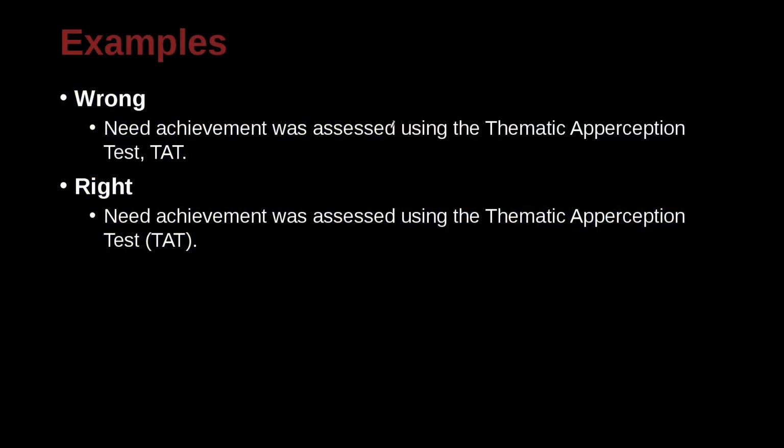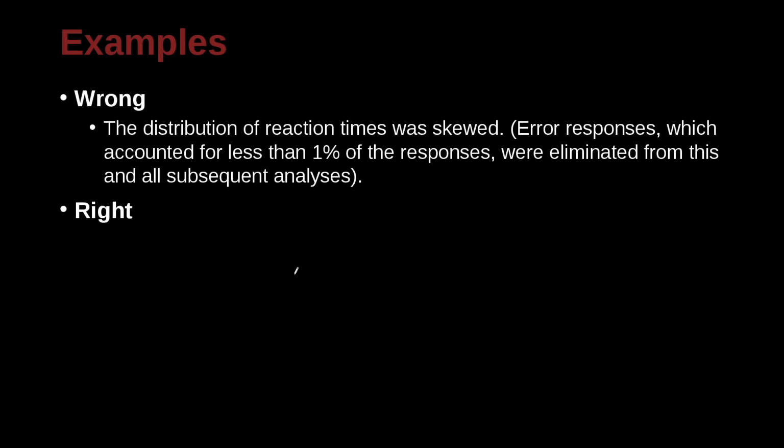Need achievement was assessed using the thematic appreciation test. So this is some kind of special test name, and it's often called TAT. So how do you do that? The first time you put it inside of parentheses, and then later you would just write TAT without the parentheses. But the first time you need to write the whole word and then write the abbreviation.